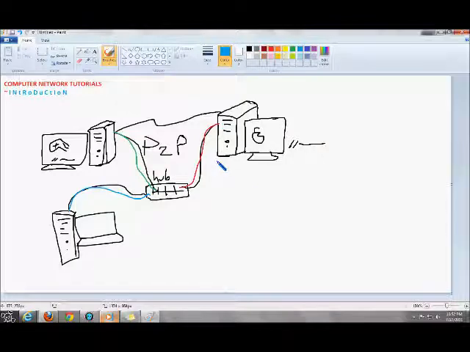A network is the interconnection, which is the connection between two or more PCs that facilitate the communication or the sharing of data and information. That's basically what a network is. Pretty simple. Alright, our next tutorial we'll move into the categories of networks.